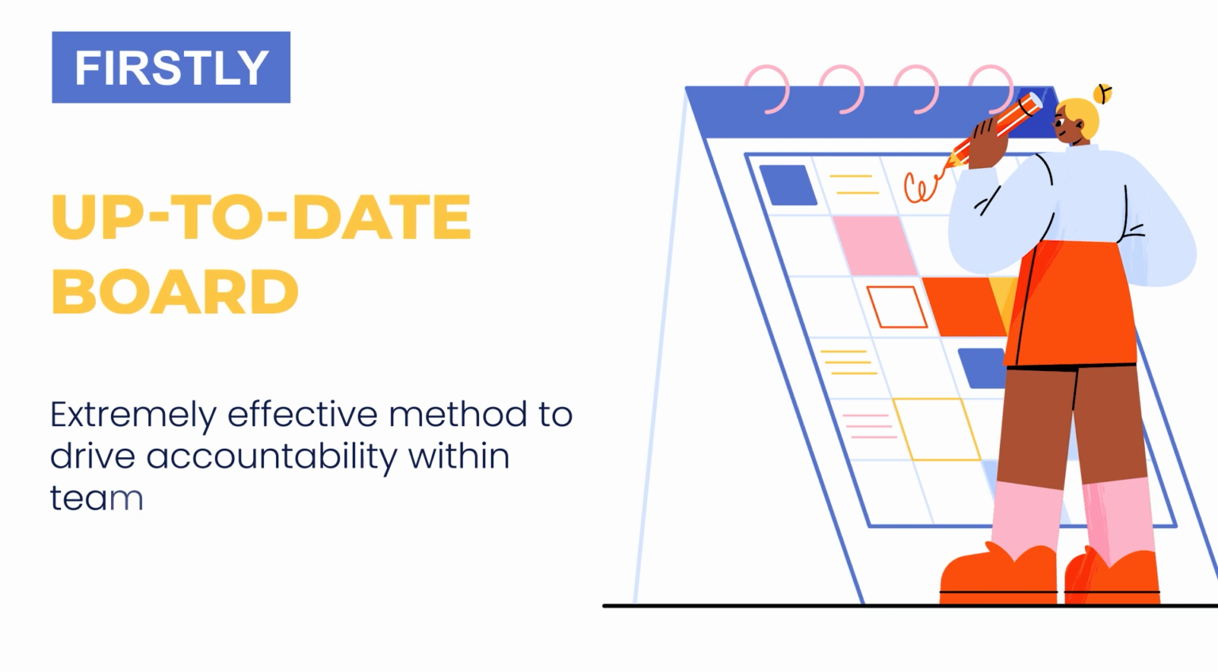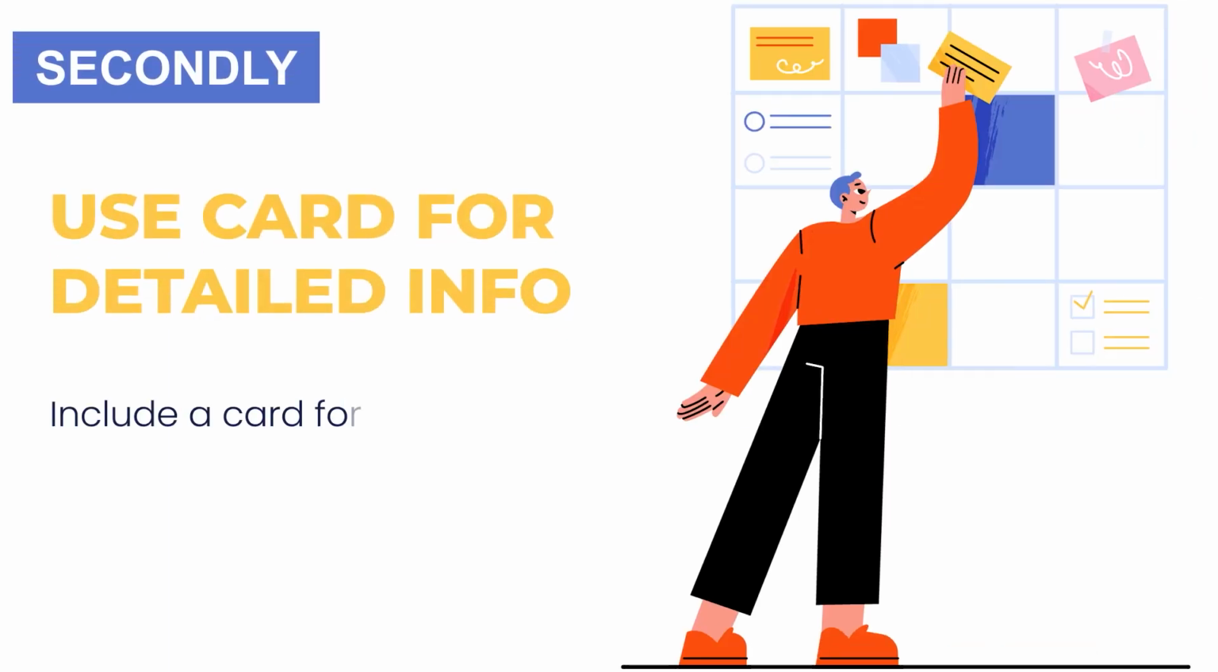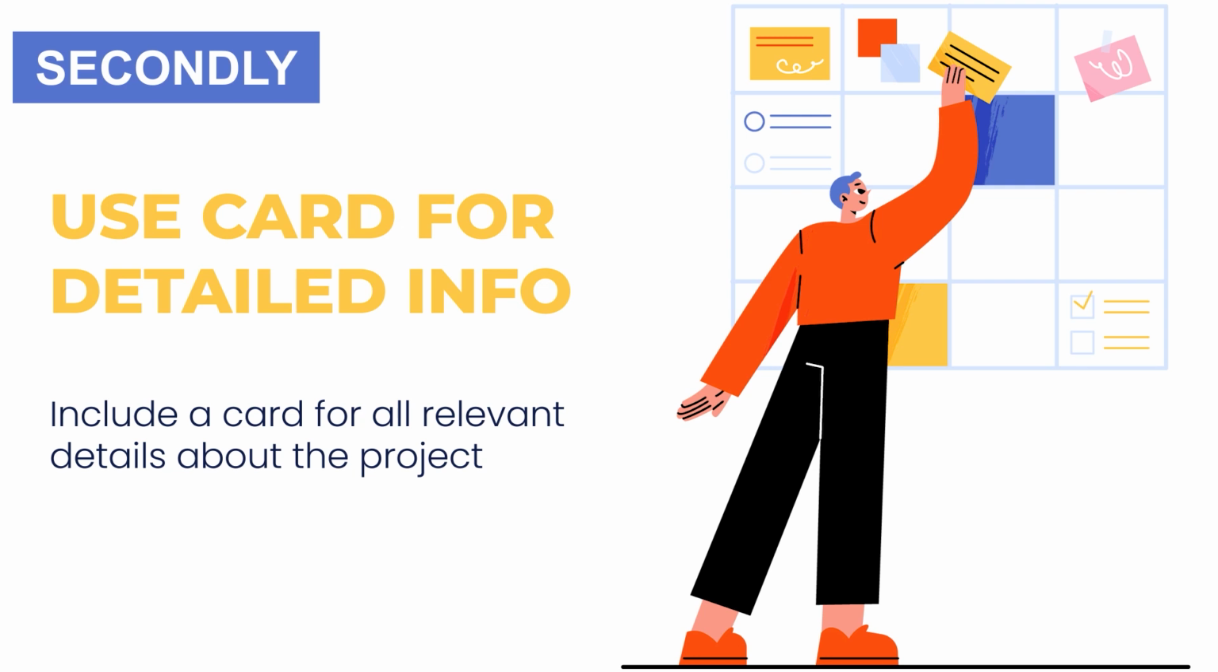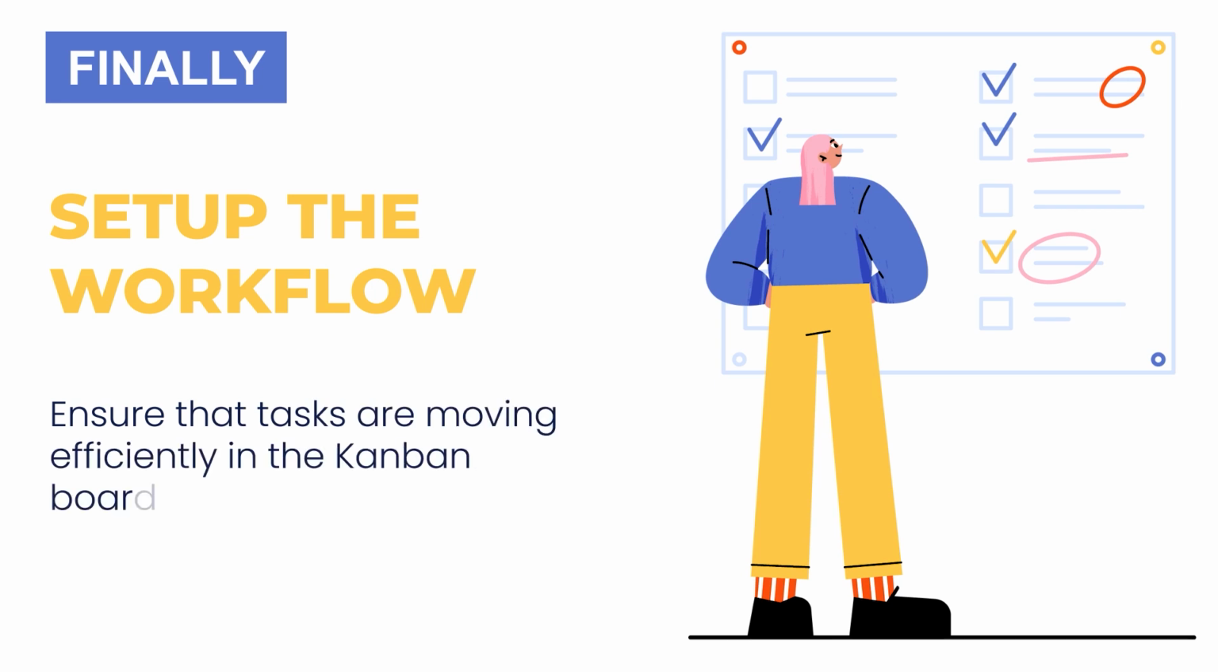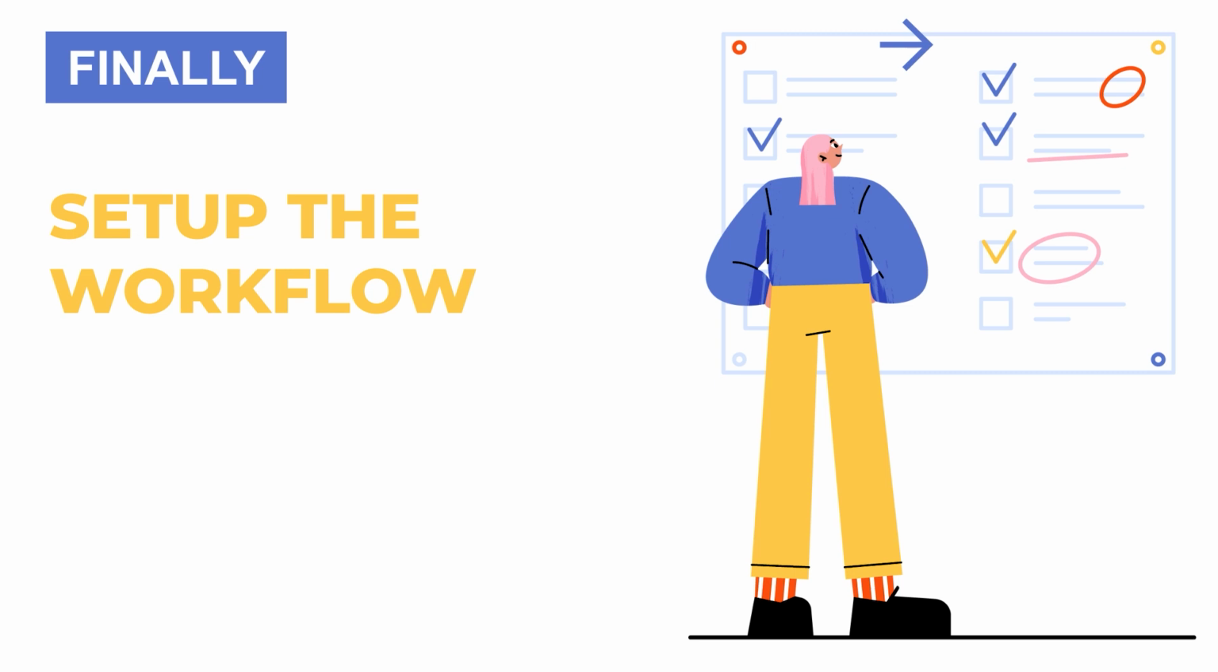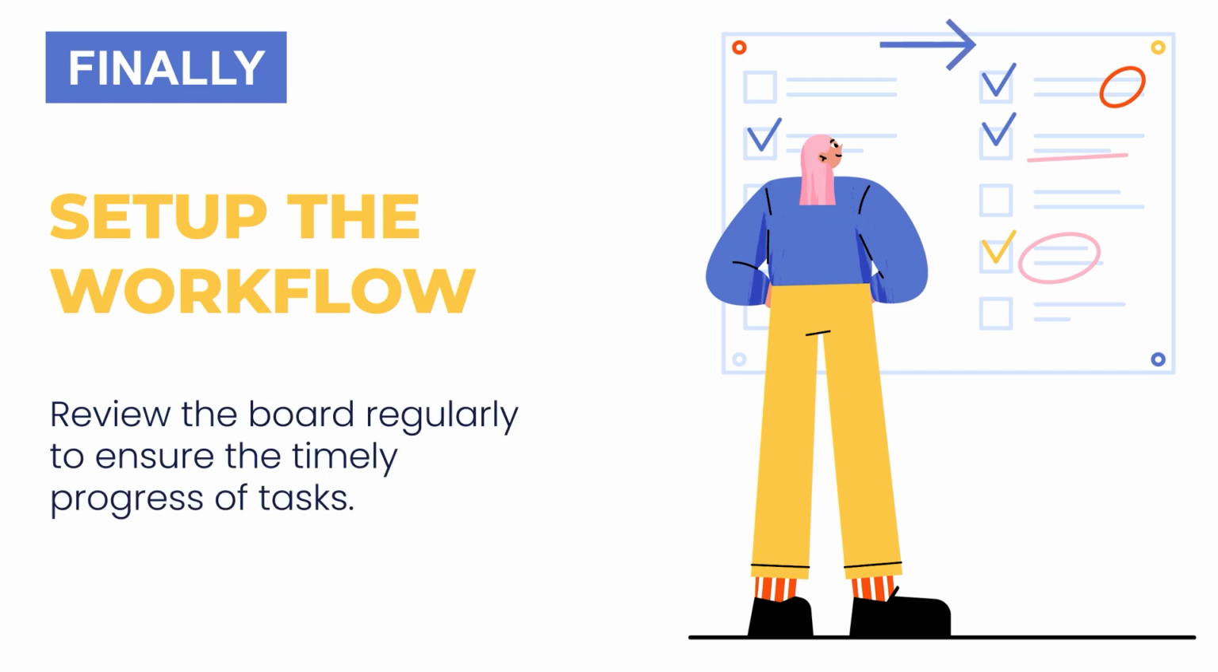within your team members. Secondly, include a card on your Kanban board for each task and use the card to include all relevant details such as the task due date, resources needed, and any other task-specific information. Finally, set up a workflow process that will ensure tasks are moving efficiently and review the Kanban board regularly to ensure that tasks are progressing as per your baseline schedule.